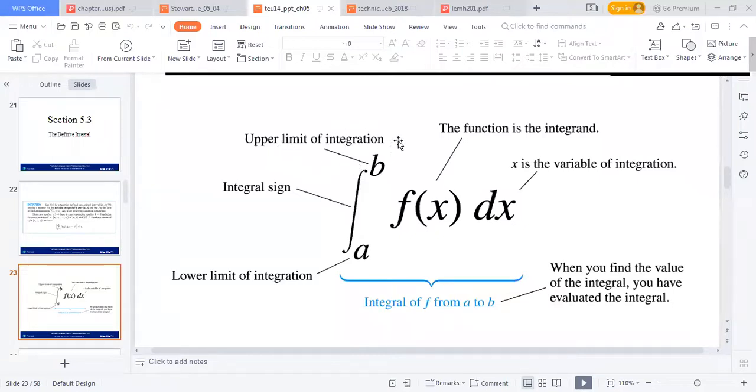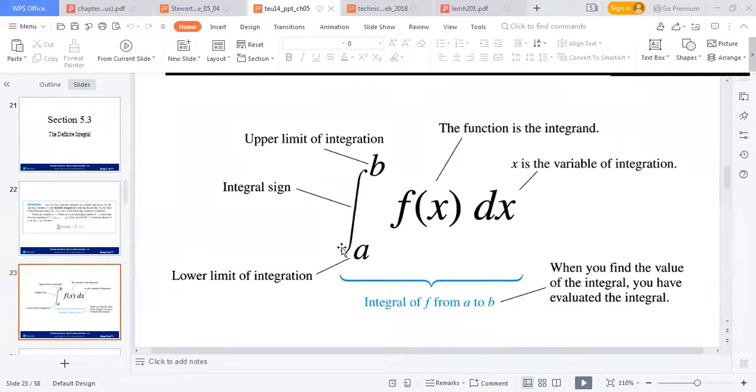b is the upper limit of integration, and a is the lower limit of integration. f of x is any integrable function; the function is the integrand. And x is the variable of integration, dx, so integration will be with respect to x, and this whole symbol is called the integral sign.